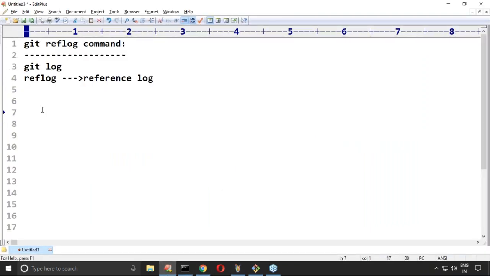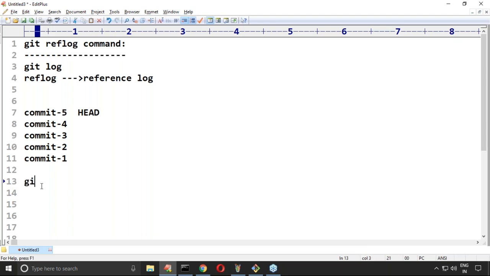The reason for that is, suppose assume that there are multiple commits, just 5 commits: commit 1, commit 2, commit 3, commit 4, commit 5. Commit 5 is the most recent, and assume that HEAD is pointed to this commit.